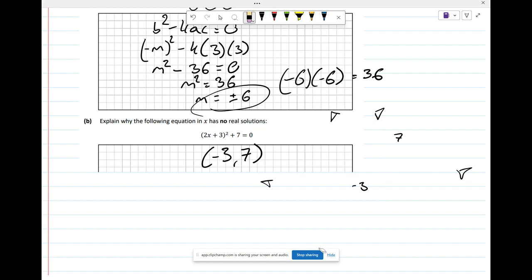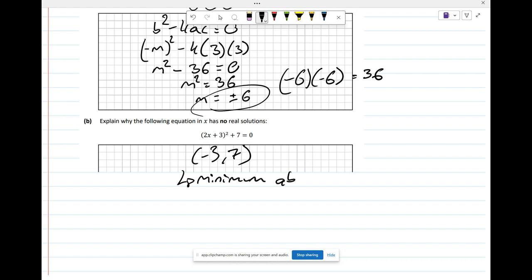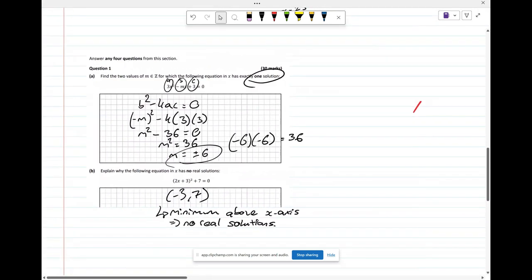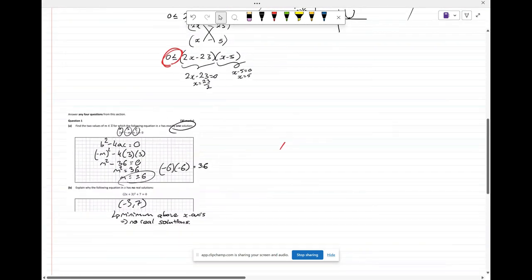And so we can just say this. So it says explain. So we can just say this. We can keep that. So we can say minimum point above x-axis. Therefore, no real solutions. That's all you have to say. And job done. So those are all the questions you ran through.